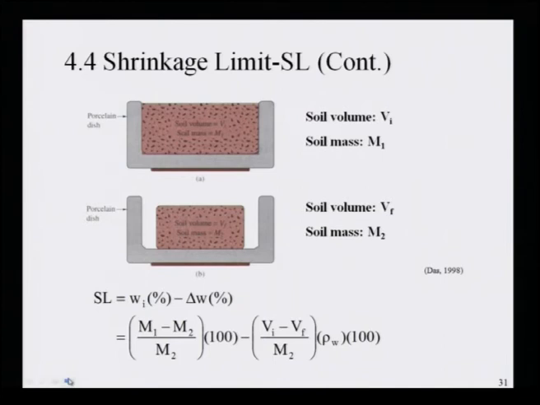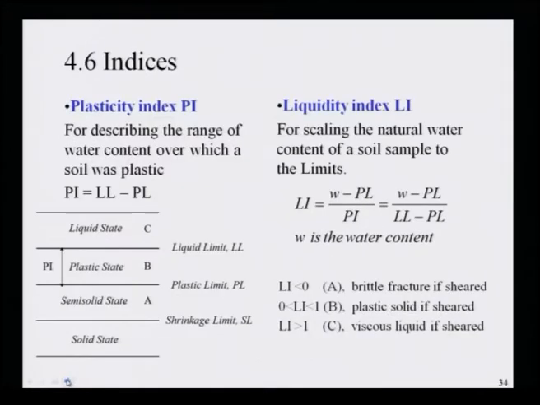We can find it out by taking the volume of soil and water, drying it, and finding out the mass and volume of the soil and the dry soil. From there you can find the shrinkage limit. Then we will start with the liquid limit, plastic limit and shrinkage limit.